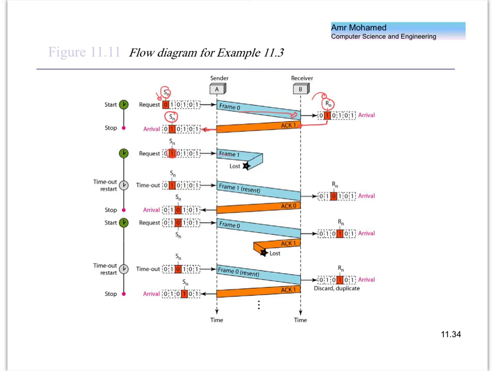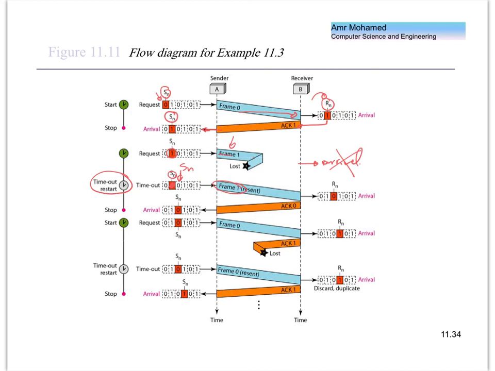So now if frame 1 is lost, then the receiver will not receive anything, so there is no arrival here. The arrival did not happen, in which case I did not receive an acknowledgement. So in that case, I will have the timeout event. The timeout event here will allow me to resend frame 1 again. Actually here, this should be Sn. Sn is already incremented after sending frame 1.